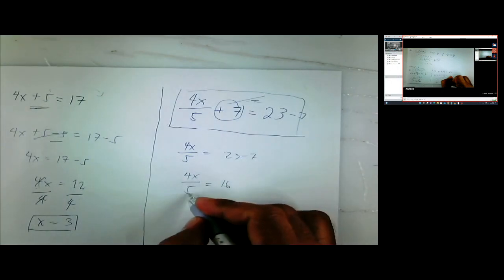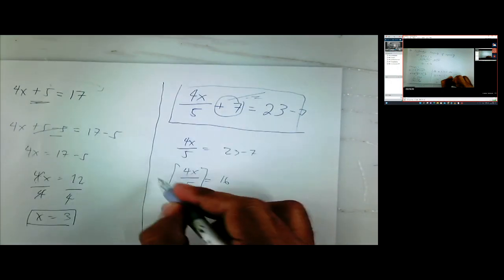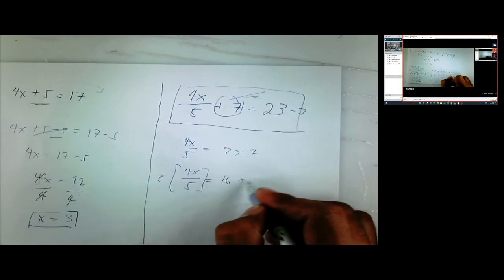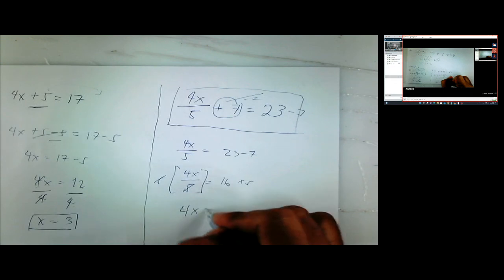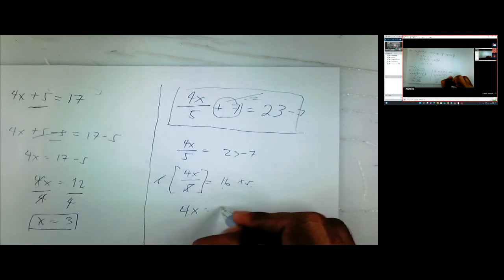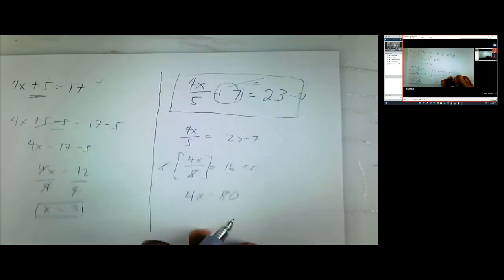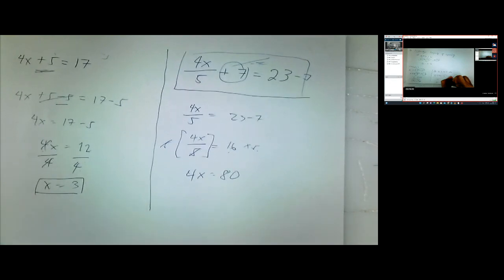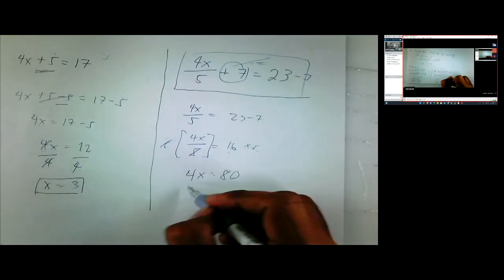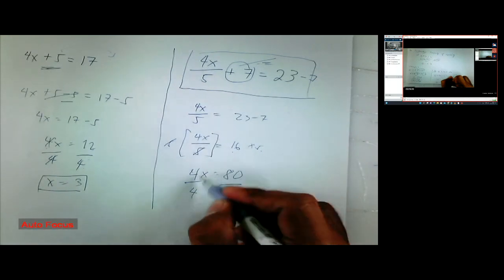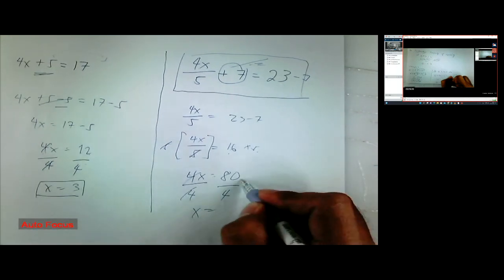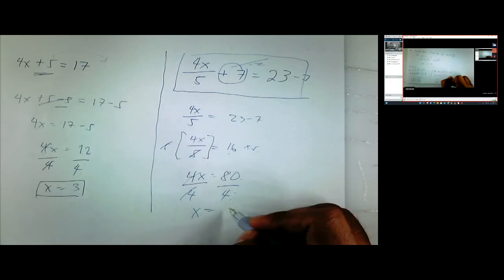Now, there is a denominator 5. Multiply both sides by 5. And so you will have 4x equals 16 times 5, which is 80. Okay? And since we want to solve for the value of x, divide both sides by 4. And so, x is equal to 80 divided by 4, which is 20.